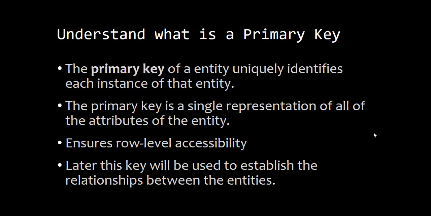It ensures row level accessibility. That might not make any sense right now, but later on it will. Trust me, very quickly it will. It means that we can go get the data we need very, very quickly. And later, this key will be used to establish the relationships between the entities. We know what the relationships are, but we physically need to be able to establish those. And we will get into that pretty much starting in the next couple weeks.